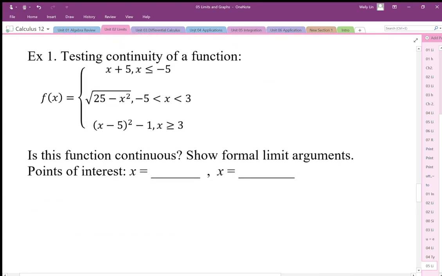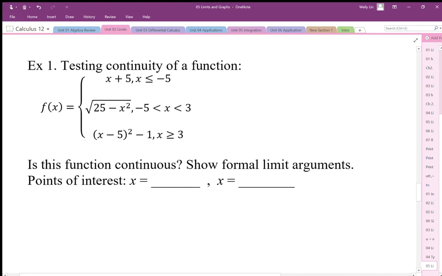Lastly, testing continuity. When we test continuity of piecewise functions, really it's fairly straightforward. We just have to test where there's potential discontinuity. These three are all continuous functions, so we don't need to test any points in between. We just need to test where they transition.